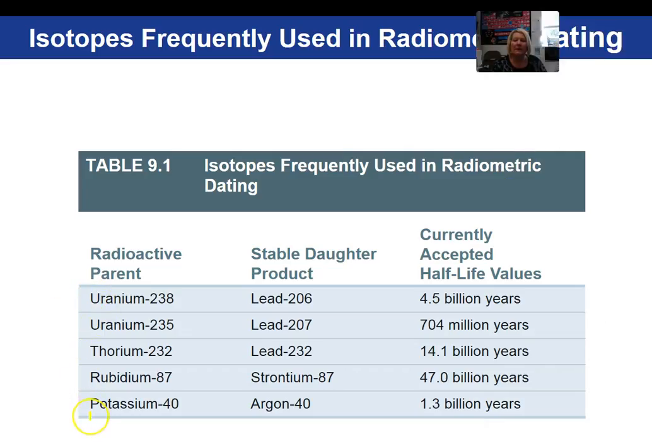Here is a list of some other pairs of isotopes that are frequently used. Uranium-238 decays to the stable daughter product, lead-206, half-life 4.5 billion years. We have uranium-235, thorium-232, and rubidium-87 to strontium-87, 47 billion year half-life. And here's our potassium-40, argon-40 I just talked about. So these are some of the more common isotopes used for dating rocks.